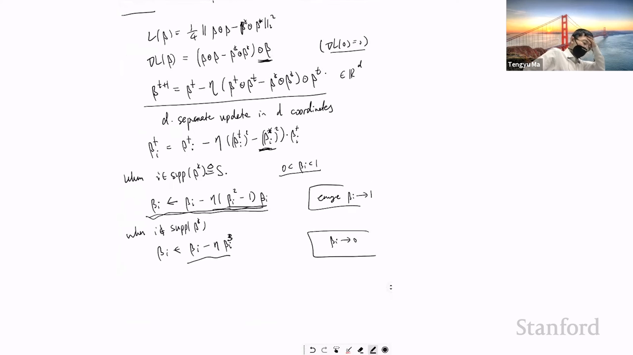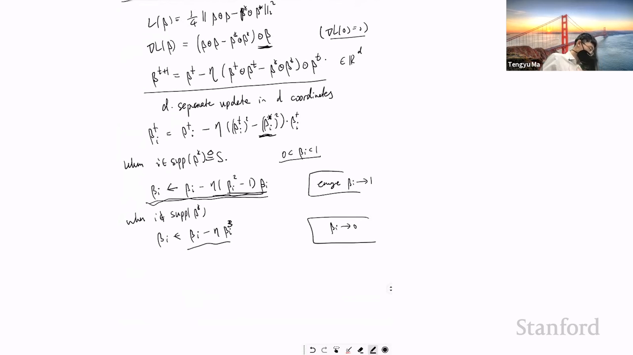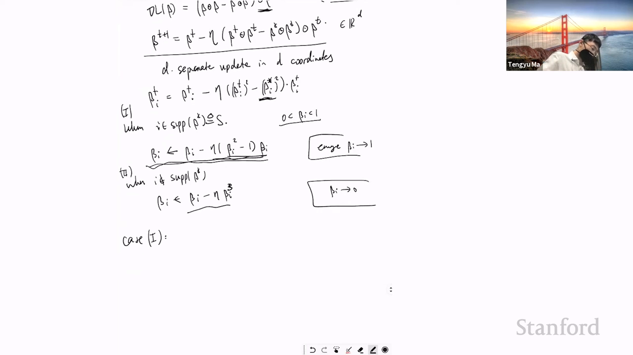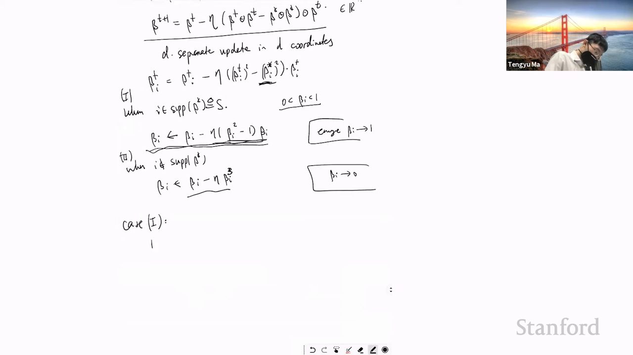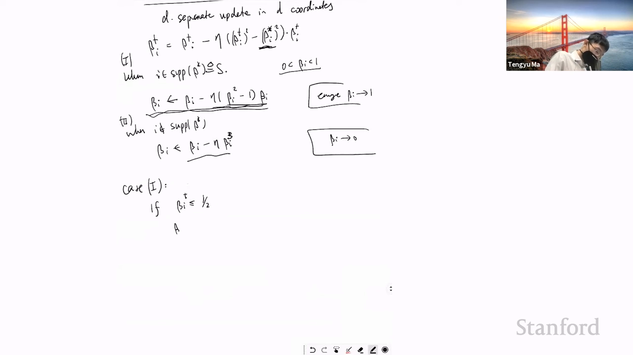Right, so now let's try to do a more detailed calculation to see what happens in each of these cases. Let's say this is case 1 and this is case 2. So case 1. Here the update is trying to increase β_i until it reaches 1, right? So there are still 2 separate cases. The first case is that suppose β_i at some time t is less than a half. So you have only half done your work. And then you can see what the changes are.